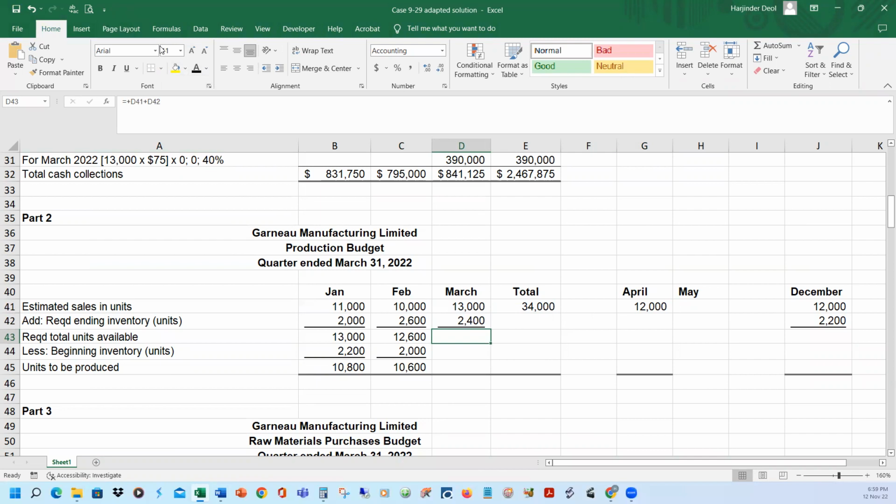Add them up, you get 15,400 units is the total number of units required for the month of March, of which we already have 2,600 units on hand. The difference is what we need to produce. 12,800 is the number of units that we need to produce in the month of March.